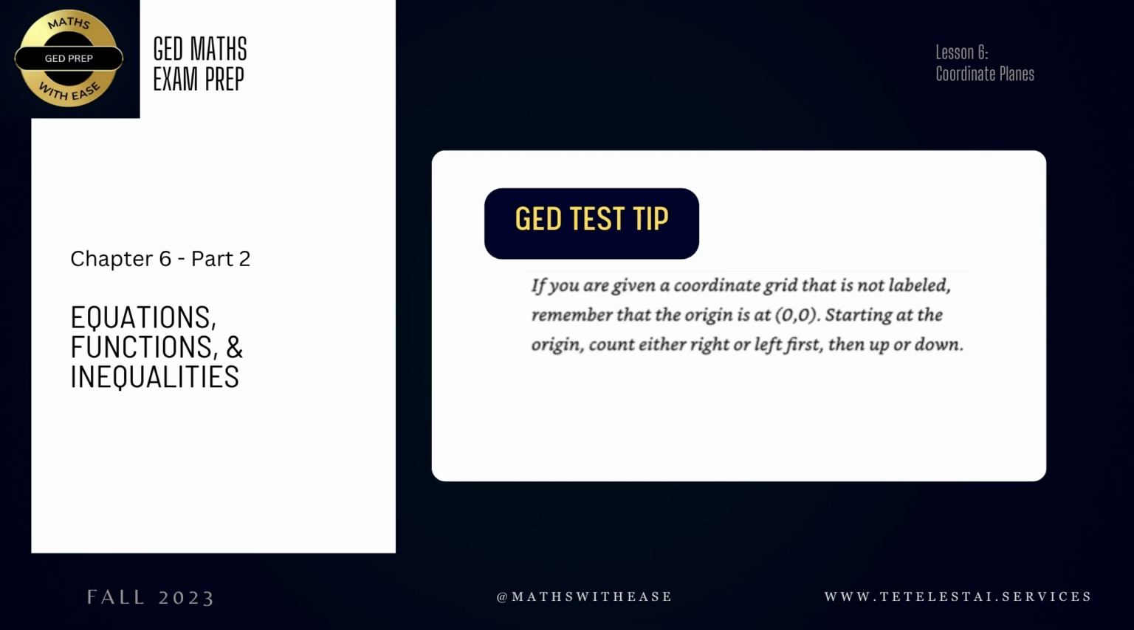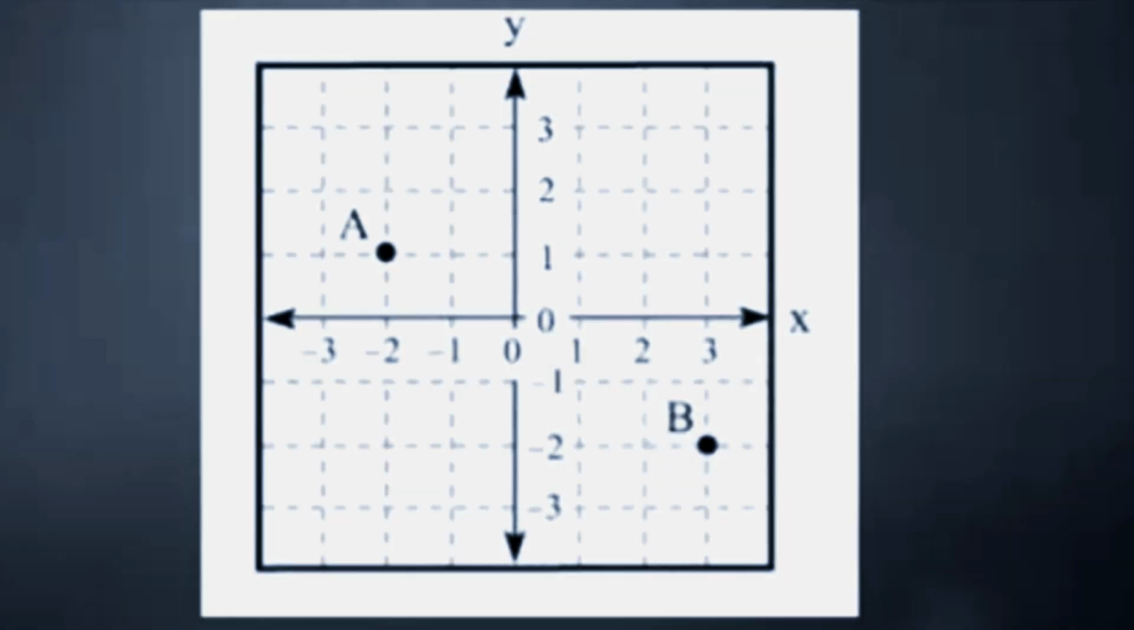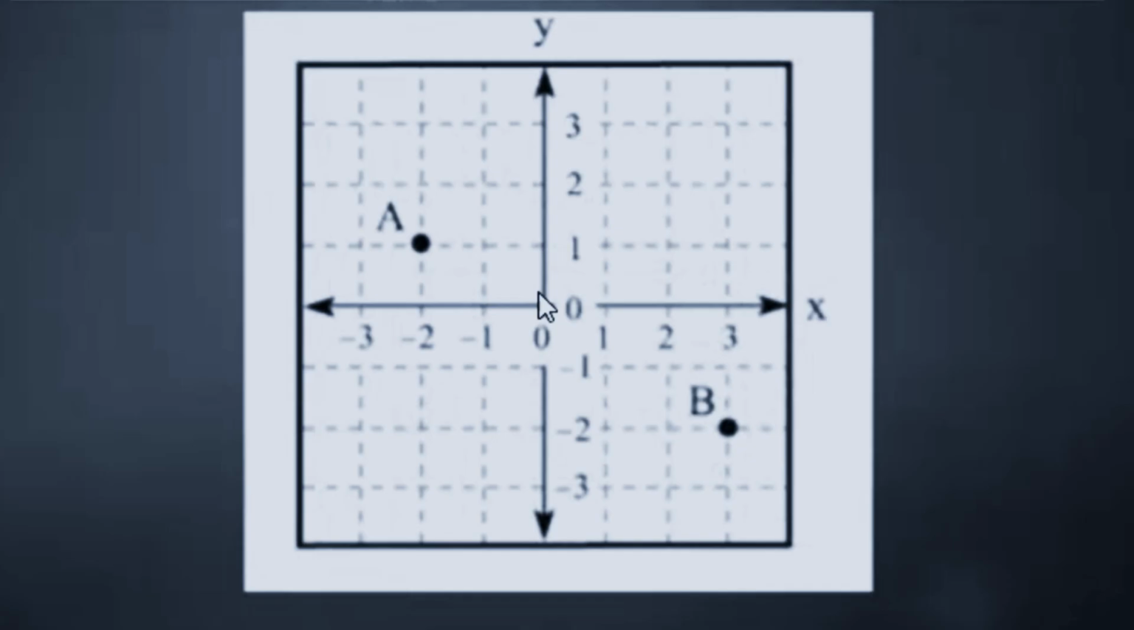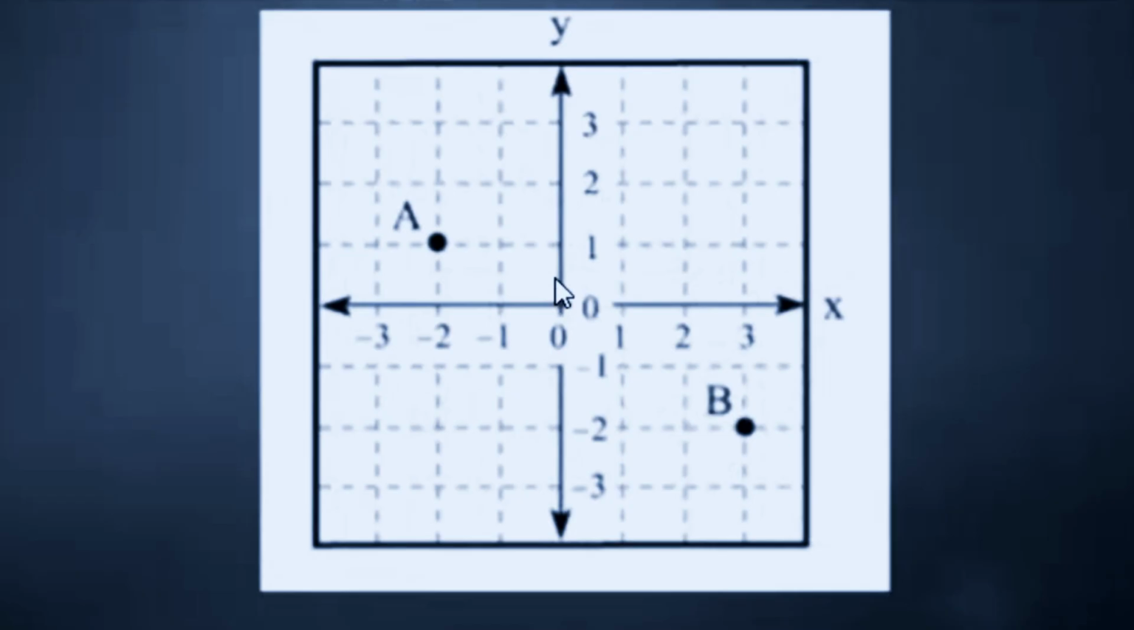If you are given a coordinate grid that is not labeled, remember that the origin is at 0, 0. Starting at the origin, count either right or left first, and then up or down. So for example, if you were given a coordinate location that's 0, 3, you start at your origin, and 0 just means you're not moving on the x-axis at all. And then 3, you would move 3 spots up the y-axis, so this would be your point 0, 3.